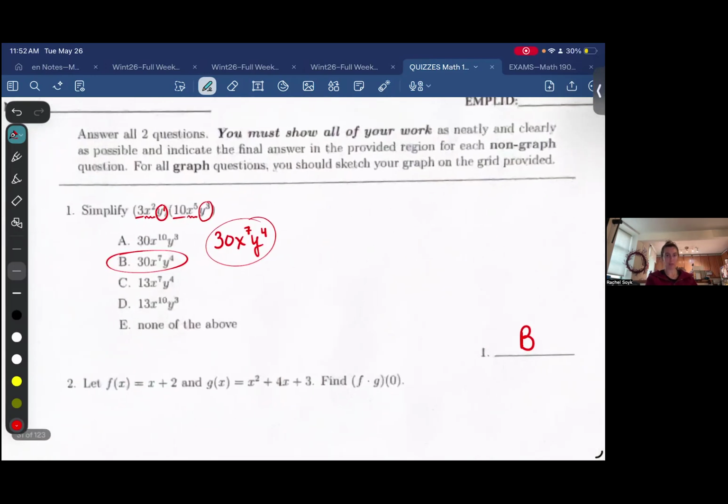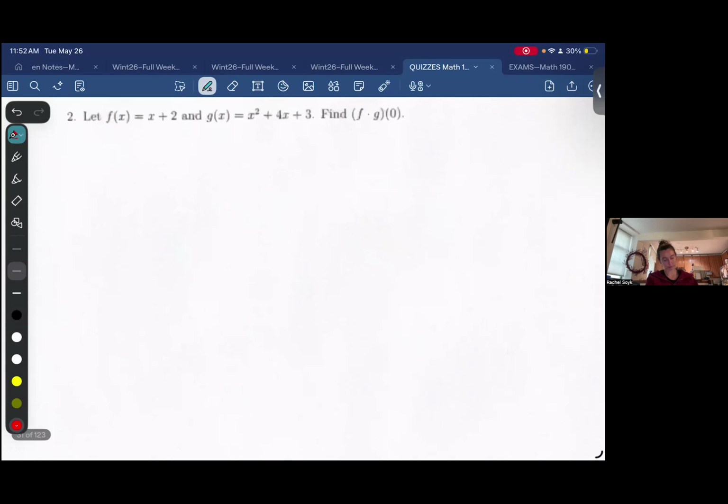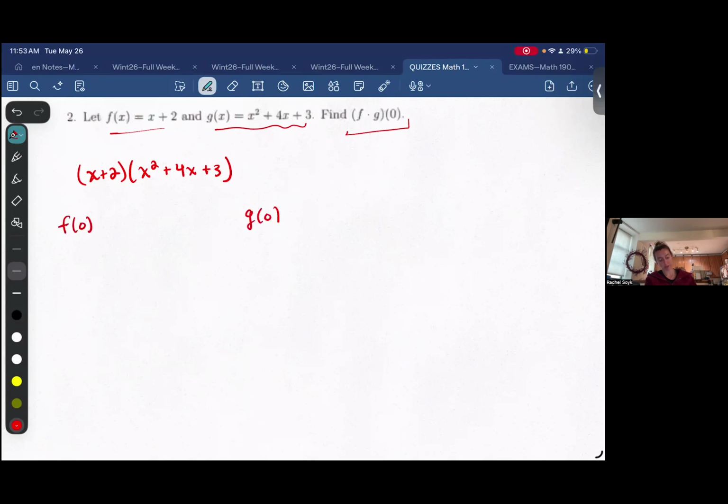Right. Let's move on to question 2. We're given f of x and g of x, and we want to find the product of our f and g evaluated at 0. So we could either just take the product from the general sense first and then plug in 0, or we can find f of 0, find g of 0, and then multiply the two together. I think that's easier, in my opinion.